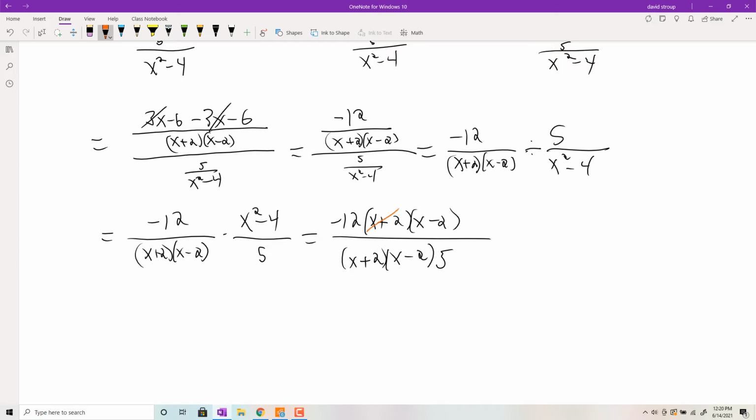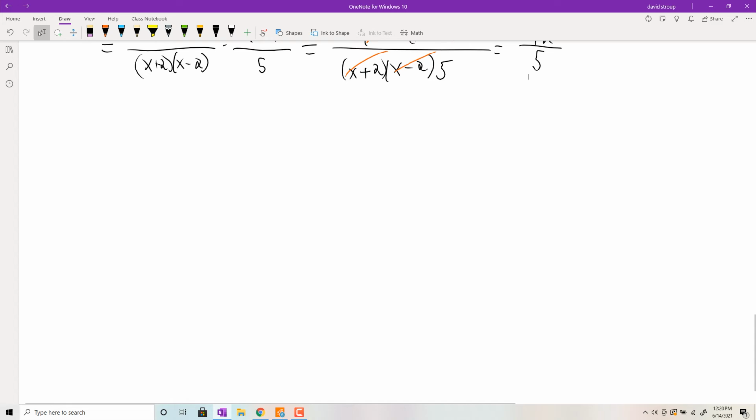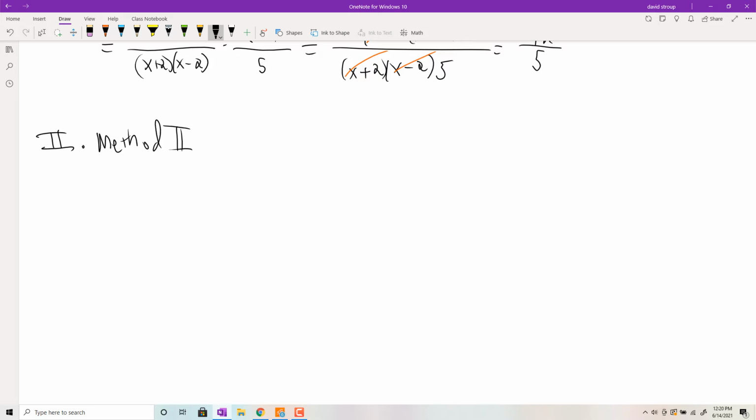And so the x plus 2's are gone, the x minus 2's are gone, you're just left with negative 12 over 5. Okay. Okay, method 2, folks. Let's try method 2. In my personal opinion, method 2 is a bit quicker, but I use both of them. I don't really exclusively do one or the other.